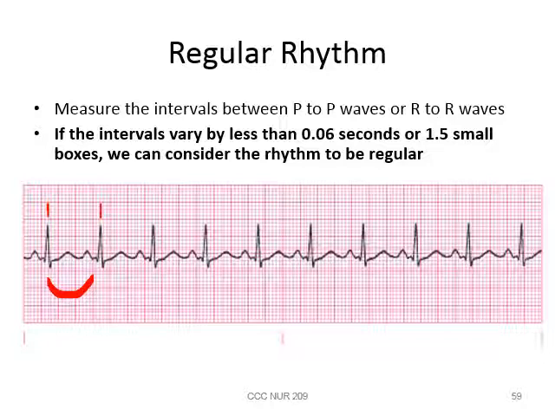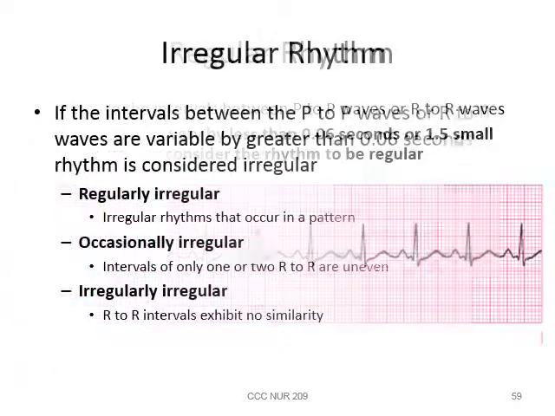So what you're seeing is, is the distance between this one and this one the same as the distance from here to here and here to here. Now there can be a slight variation. You can have a variation of 0.6 seconds, which is 1.5 small blocks, and the rhythm still be considered regular. So you can do that. The other way you can do it is you can sit here and count the number of little bitty boxes between each QRS complex and determine whether it's regular. That's a little tedious, but it works. So you can do that as well.